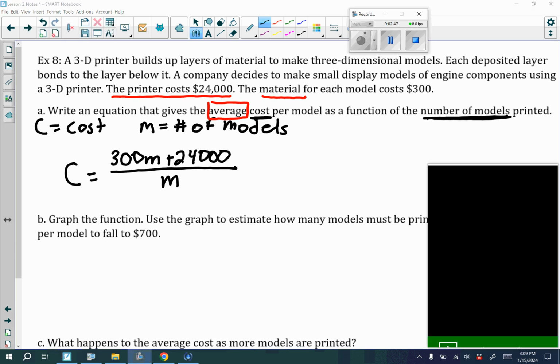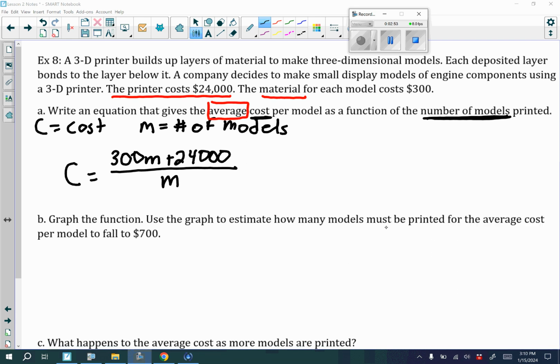Okay, now part B. It says graph the function, and we're going to use the graph to estimate how many models must be printed for the average cost per model to fall to $700. Let's think about this. When they say the average cost per model falls to 700, is that 700 representing the C or the M? It is the C value, because it's that average cost.